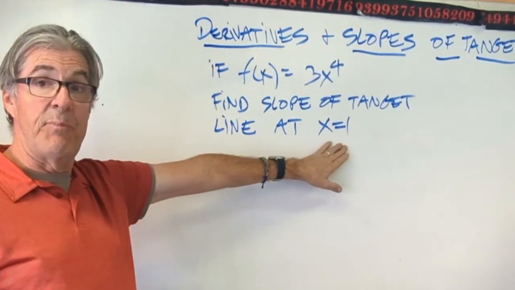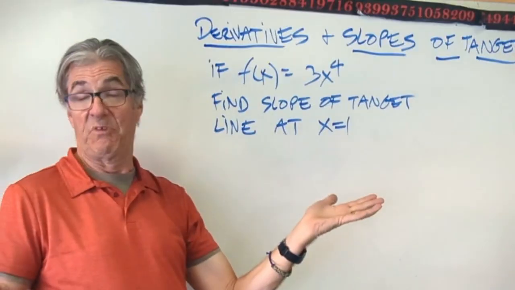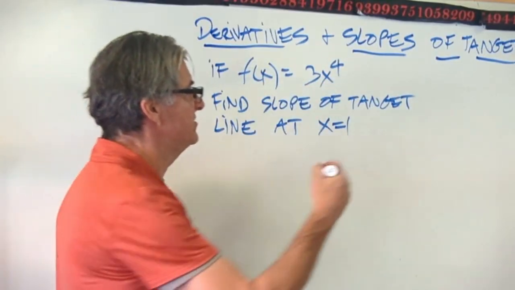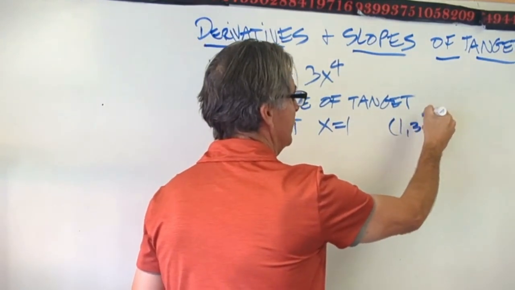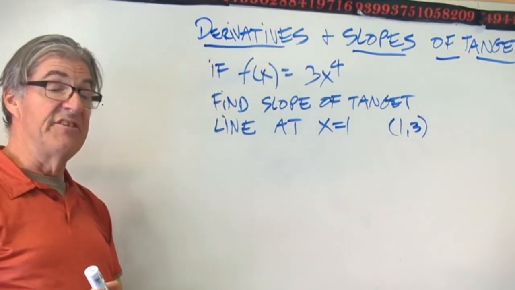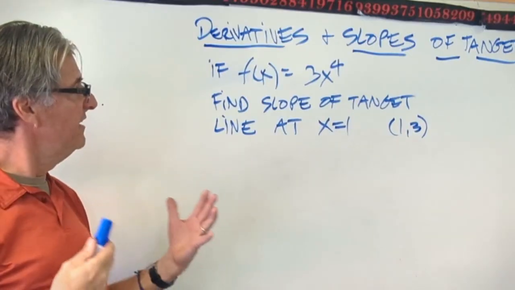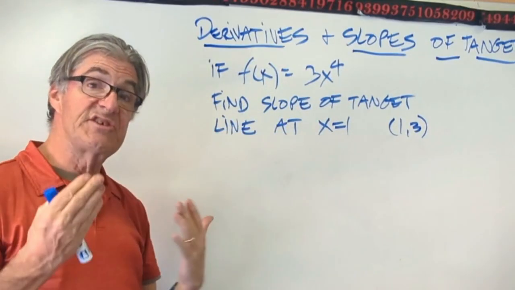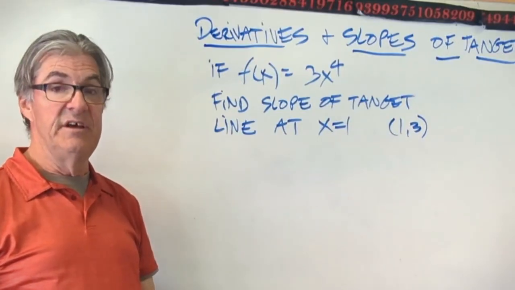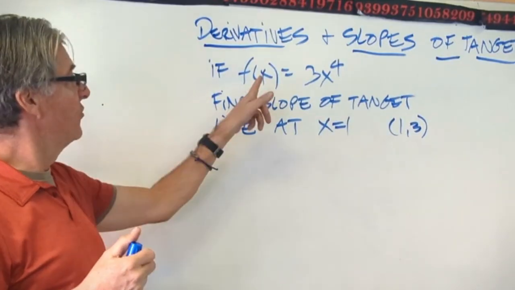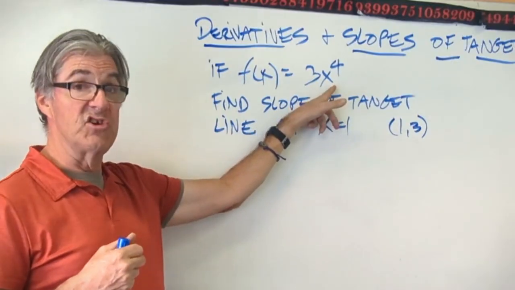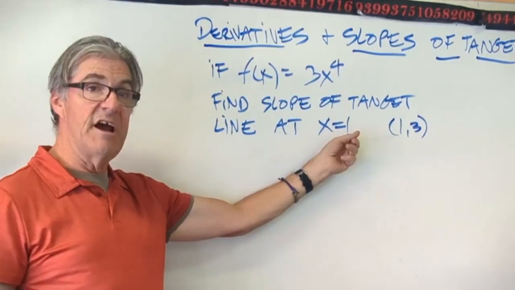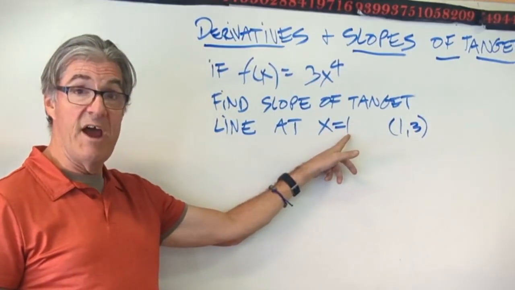So x equals 1 is a point that's on that function. In fact, we can plug it in. 1 to the 4th power is still 1, so that point is really (1, 3). But we're not going to need the 3 in this, we just need the 1. There's a line tangent to this function when x is 1, and we want to know what the slope of that tangent line is. If you recall from our last lesson, the derivative function gives us the slope of any tangent line if you know the x-coordinate that you're after. And we do, they're telling us that right away.